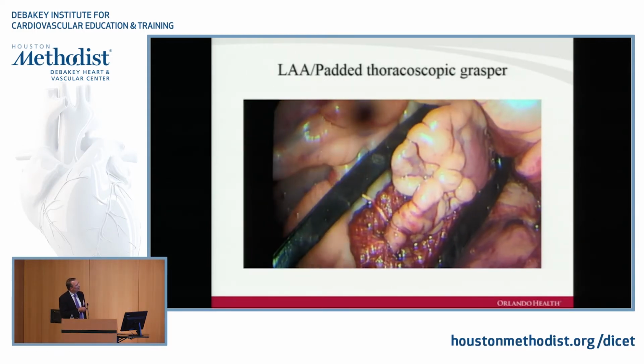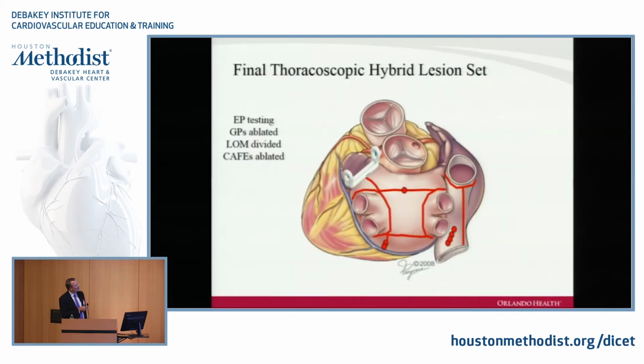I'm going to skip through the videos and that sort of thing just for time. So this is what the final lesion set looks like. Bilateral pulmonary vein isolation, connecting lines, line to left atrial appendage, right side of lines if you need, and these little dots here are our EP colleagues finishing things up and performing left-sided and right-sided AV valve lines.